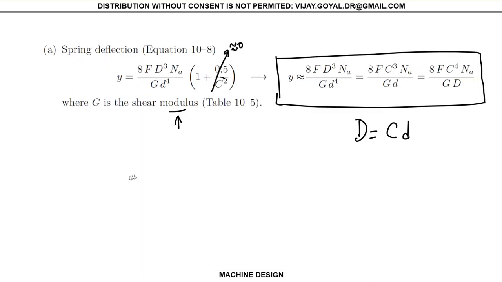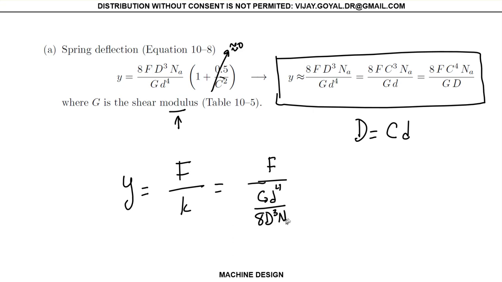Many times we also express this whole thing by F divided by K. If I took the first expression and brought everything to the bottom, you can show yourself this is equal to, you can express it as follows. And this is your K, the spring stiffness of the problem.